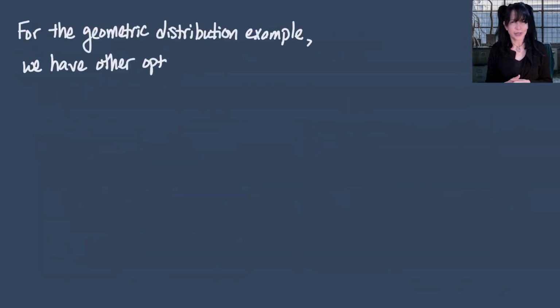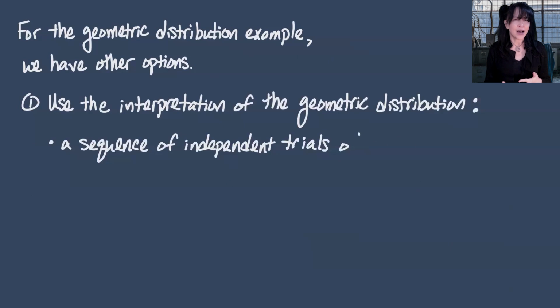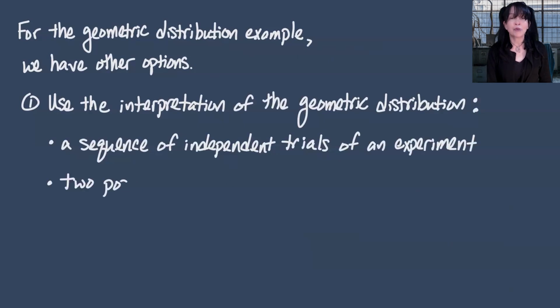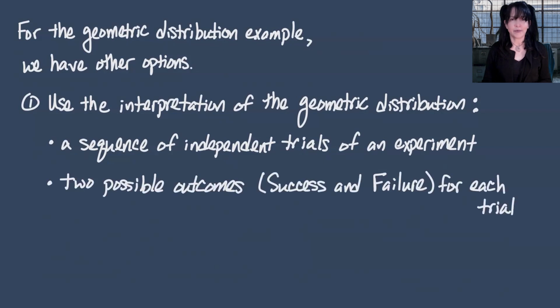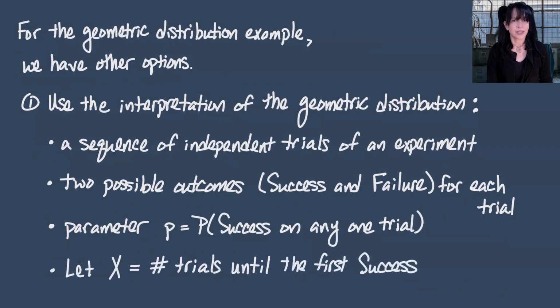Now, for the geometric distribution, like most distributions, we do have other options. One alternative approach would be to use the interpretation of the geometric distribution. Remember, I said that you have a sequence of independent trials of an experiment. You have 2 possible outcomes on each trial. We usually call them success and failure. You have some probability, little p, a fixed parameter between 0 and 1, inclusive, which represents the probability of getting success on any one trial, and x is the number of trials until the first success.